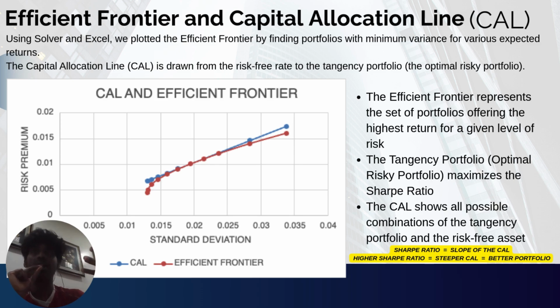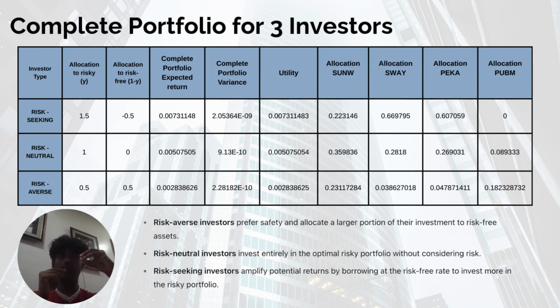This graph essentially tells us how investors can construct portfolios that efficiently balance risk and return by combining risk-free and risky assets. All right, so in this slide, we're going to demonstrate how the optimal risky portfolio can be tailored and suited to different investor types, which are risk-taking, risk-neutral, and risk-averse investors.